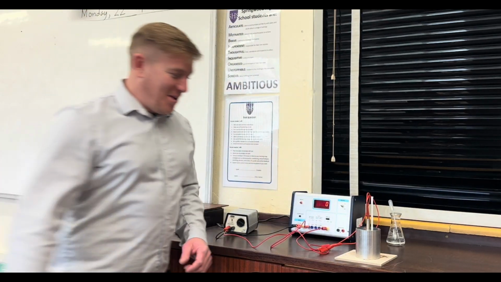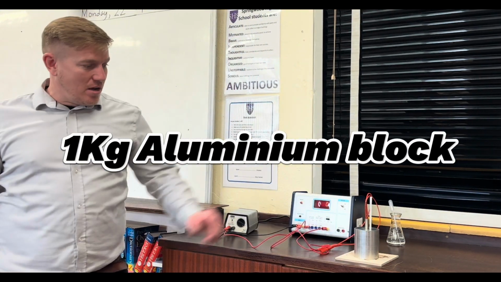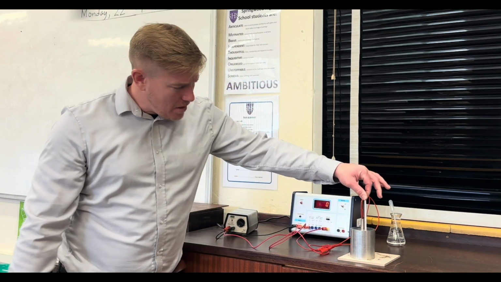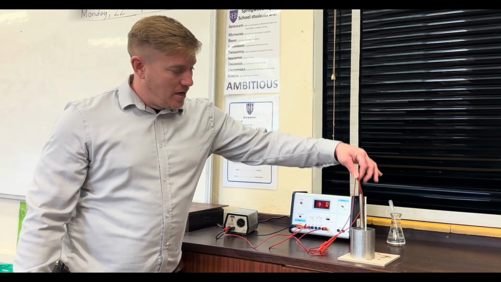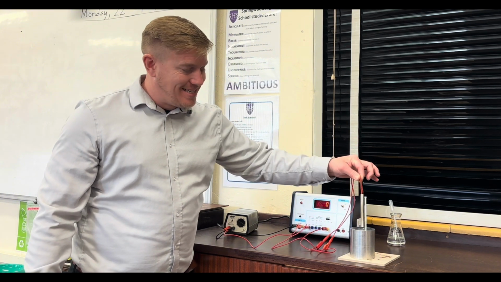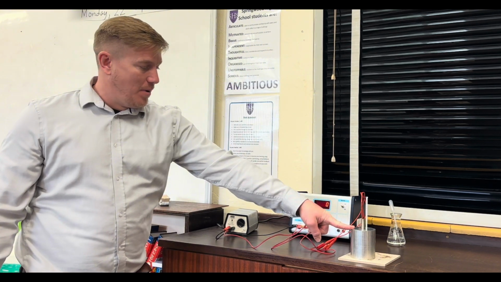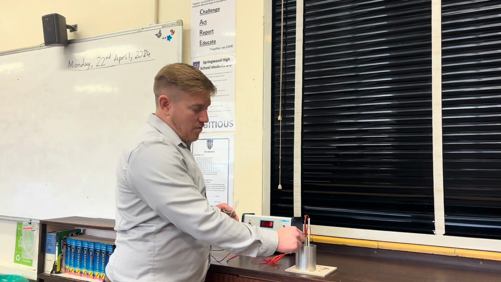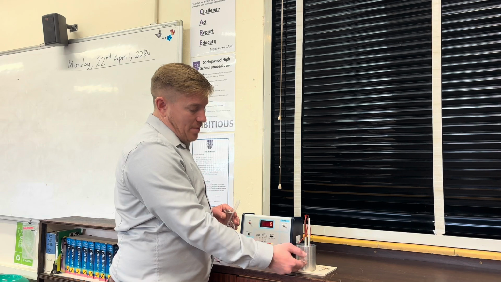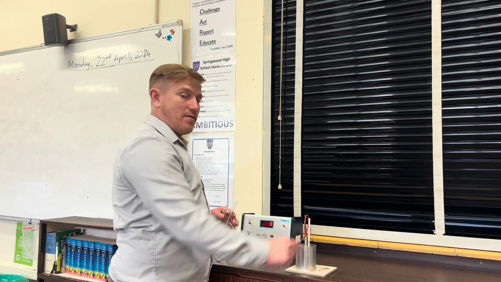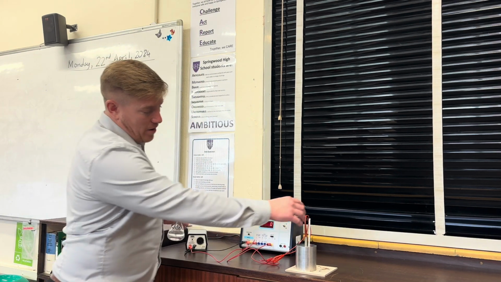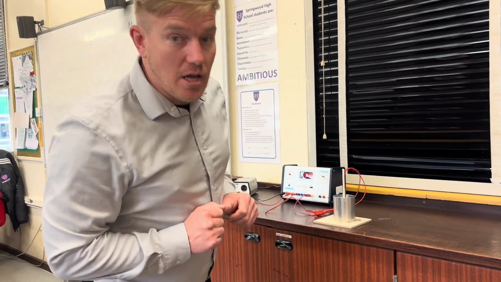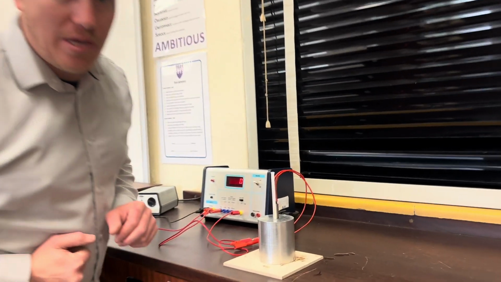So what I'm going to do is use an aluminium block, 1 kilogram, put it on a heat mat because it's going to get warm. I've got a thermometer here and I've got a little heater that I'm going to put inside this aluminium block. I'm also going to use some water to help conduct the heat from the heater into the aluminium block, and also to try and make it as fair and as accurate as I can when I measure the temperature change. So first of all, I'm going to measure the starting temperature of the aluminium block.